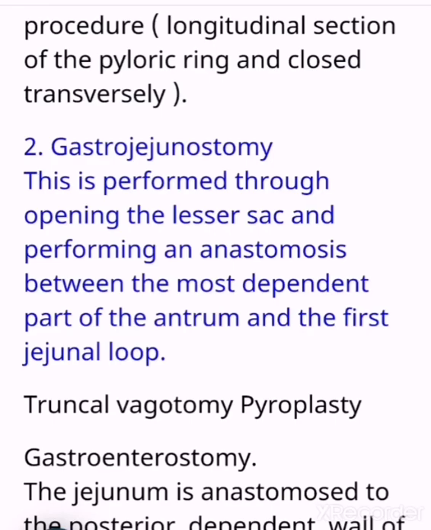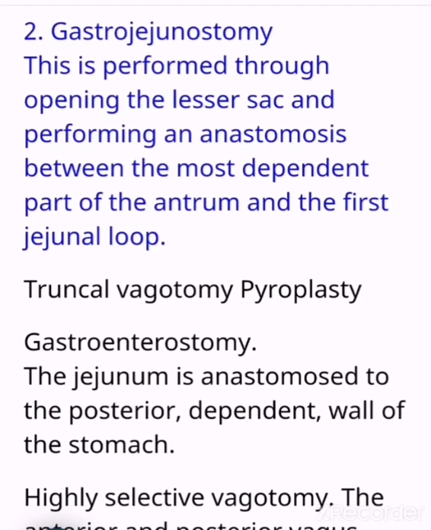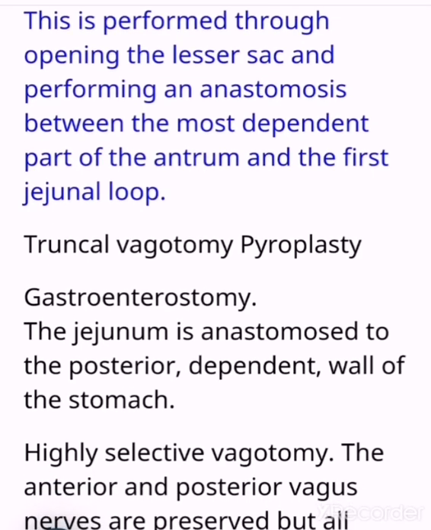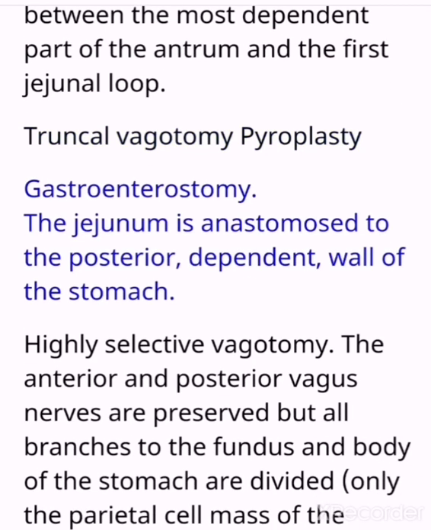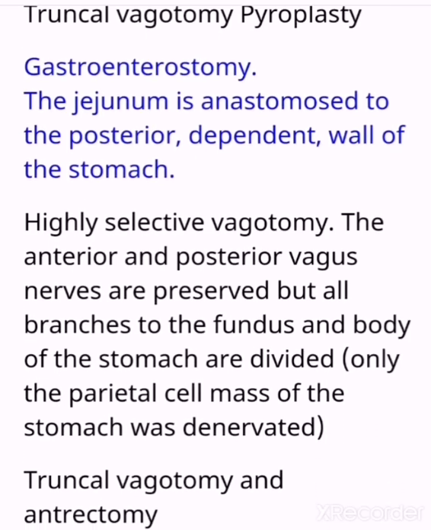1. Pyloroplasty, Heineke-Mikulicz, is the most popular drainage procedure, longitudinal section of the pyloric ring closed transversely. 2. Gastrojejunostomy. This is performed through opening the lesser sac and performing an anastomosis between the most dependent part of the antrum and the first jejunal loop. Truncal vagotomy. Pyloroplasty. Gastroenterostomy. The jejunum is anastomosed to the posterior, dependent, wall of the stomach.